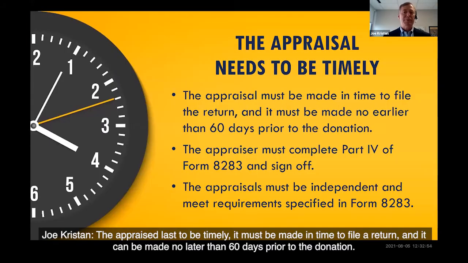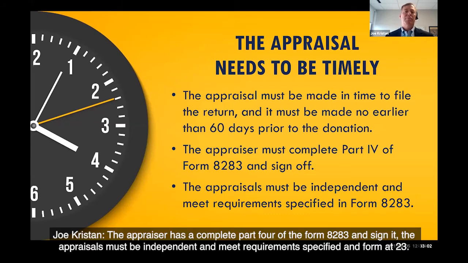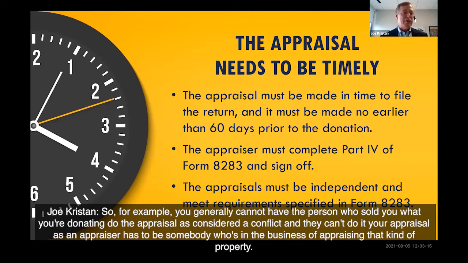The appraisal has to be timely. It must be made in time to file the return, and it can be made no later than 60 days prior to the donation. The appraiser has to complete Part 4 of the Form 8283 and sign it. The appraisals must be independent and meet requirements specified in Form 8283. So, for example, you generally cannot have the person who sold you what you're donating do the appraisal. That's considered a conflict, and they can't do it.